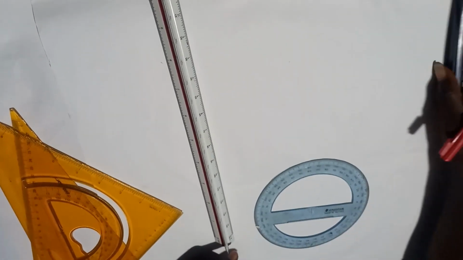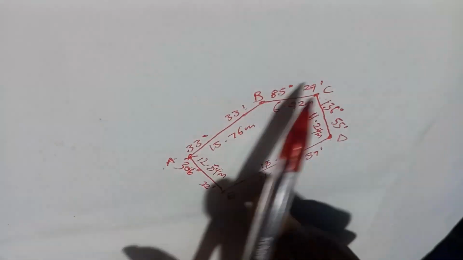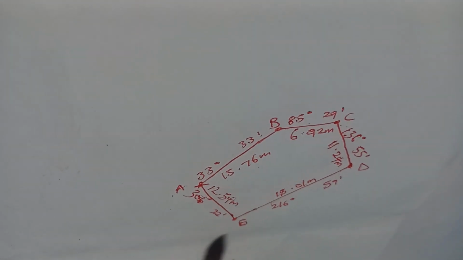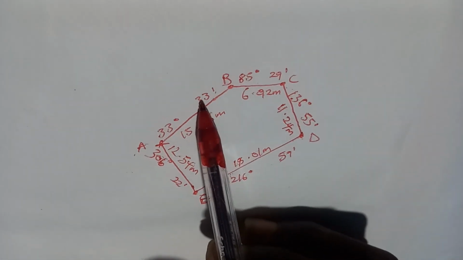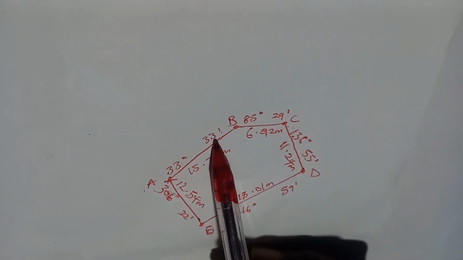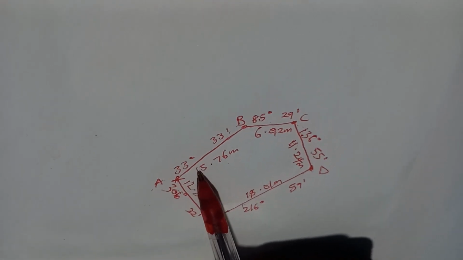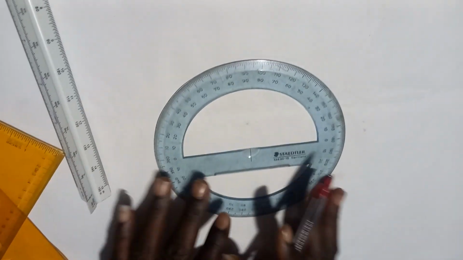Okay, starting with my first point. This is my first point. You can see we have points A, B, C, D, and E. For my first point, I have 33 degrees 33 minutes, and the distance is 15.76 meters. So what I'll simply do is bring in my protractor.